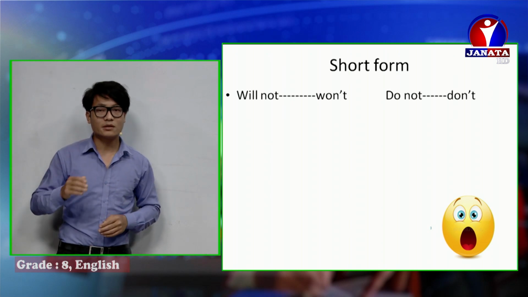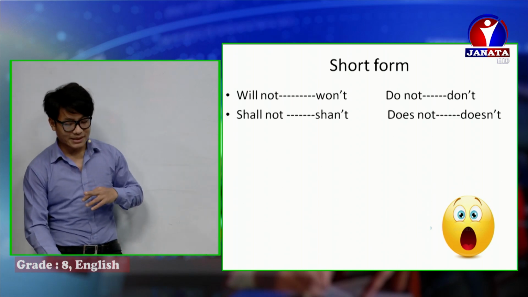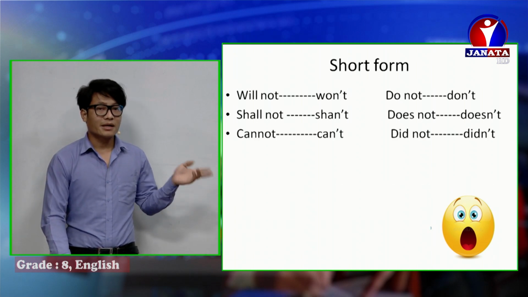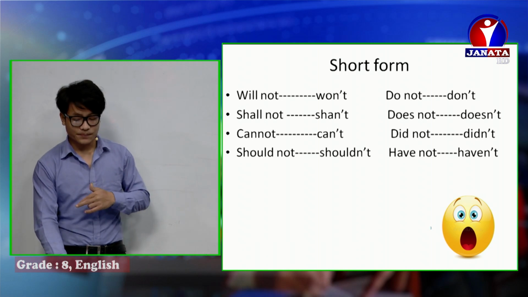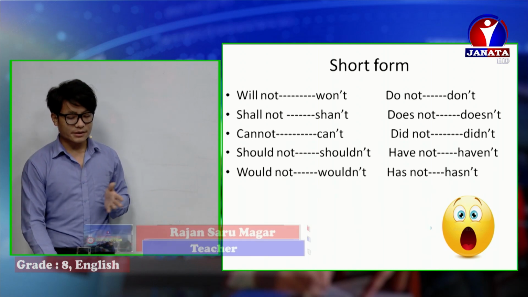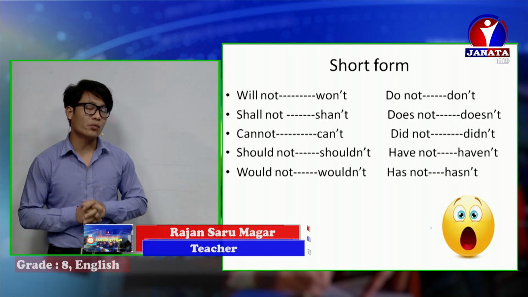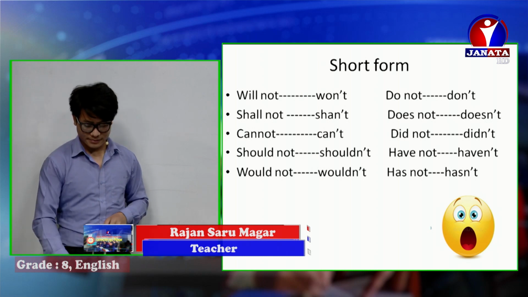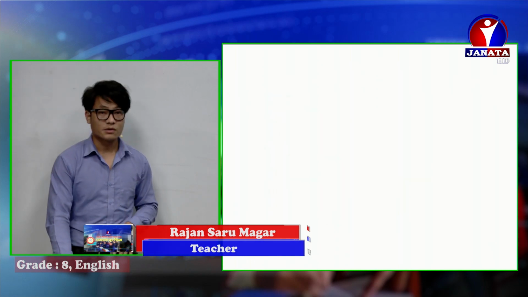And there is do not. The short form of do not is don't. Shall not, shan't. Does not, doesn't. Cannot, can't. Did not, didn't. Should not, shouldn't. Have not, haven't. Would not, wouldn't, and has not, hasn't. And had not, hadn't. So these are the short forms. We need to follow this very well while doing question tags.